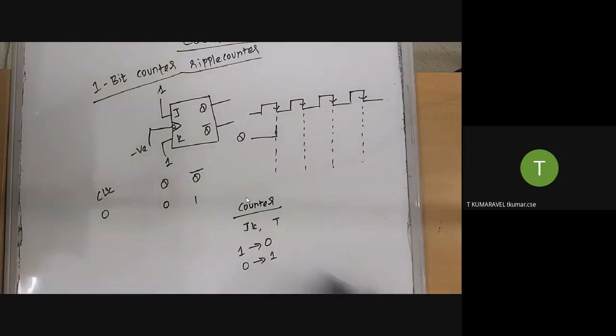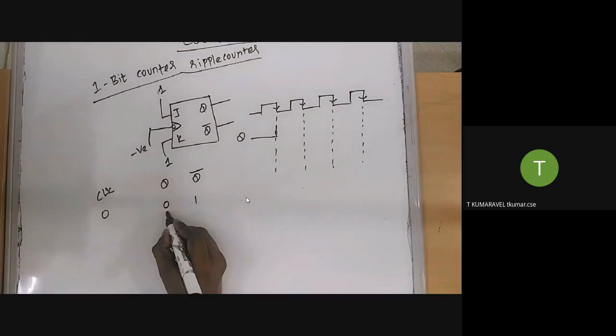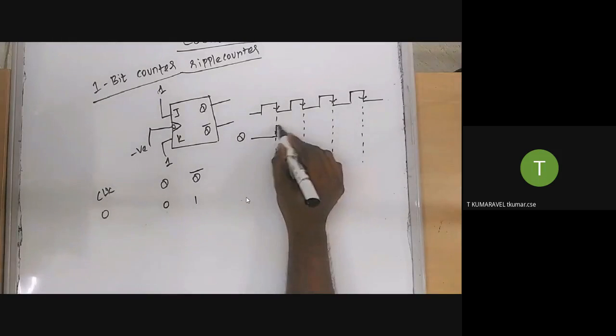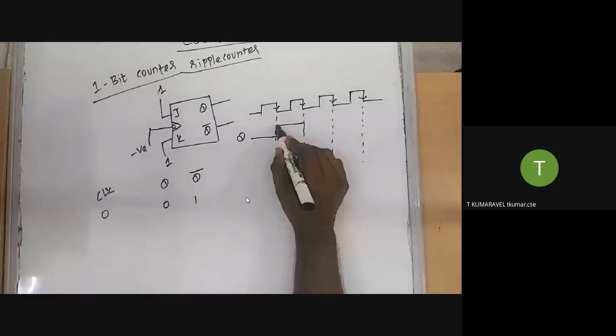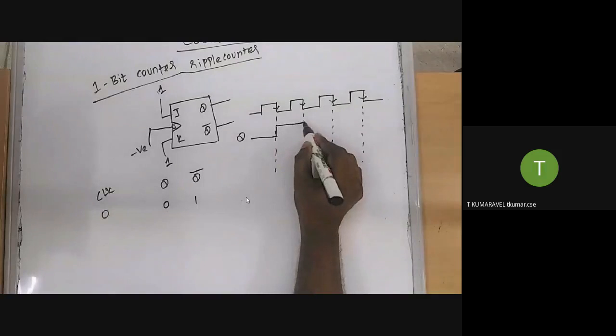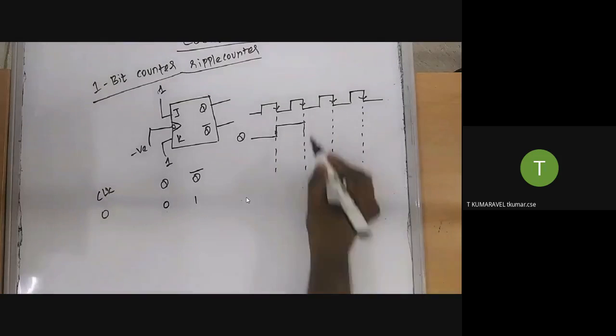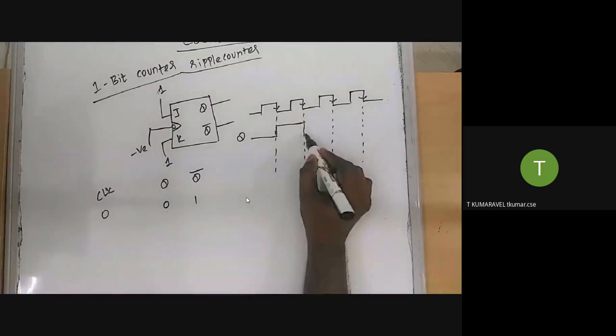For example, in our case, the previous state output is 0, so it performed toggle. Toggle in the sense complement. It will retain the same state until it encounters the next negative edge. Here the next negative edge occurs. Whenever the negative edge occurs, it will change the value.